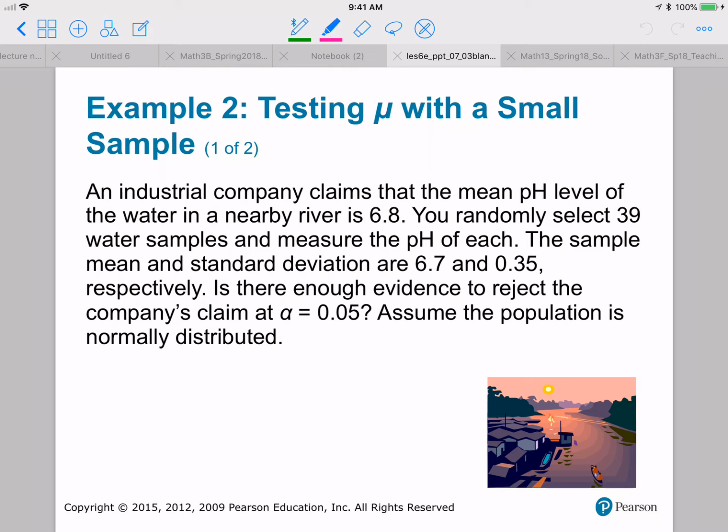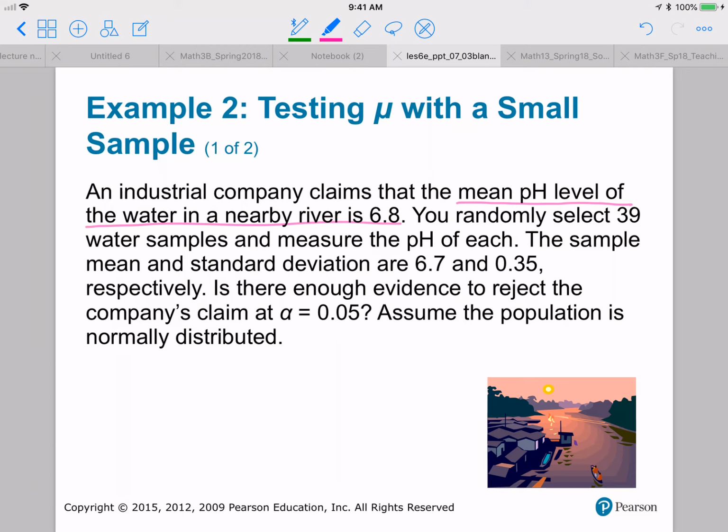Okay, let's look at this example here. An industrial company claims that the mean pH level of the water in a nearby river is 6.8. You randomly select 39 water samples and measure the pH of each. The sample mean and standard deviation are 6.7 and 0.35 respectively. Is there enough evidence to reject the company's claim at 5%? Assume the population is normally distributed.